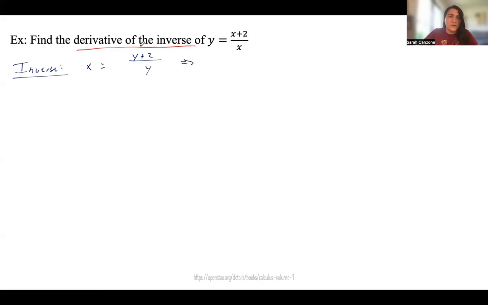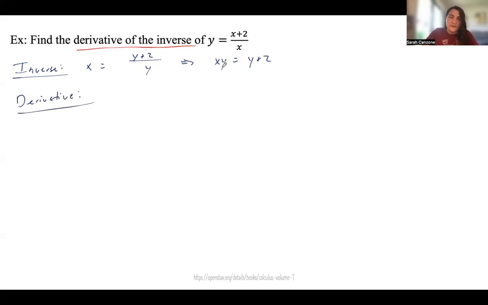So what we're going to do is we don't want this fraction here. We want to make it look a little bit nicer. So we are going to multiply this to the other side. We'll get x y equals y plus 2. We're making a nice little implicit formula now that we can go ahead and take the derivative of. So here's the derivative, and we'll take the derivative of this.